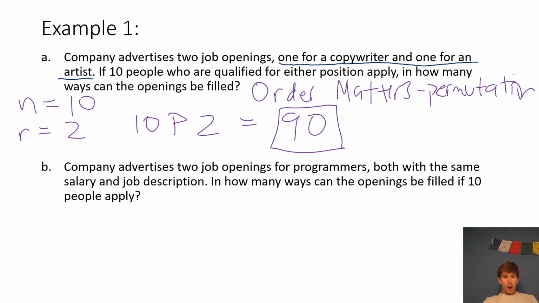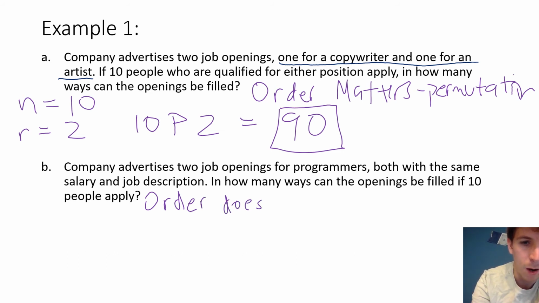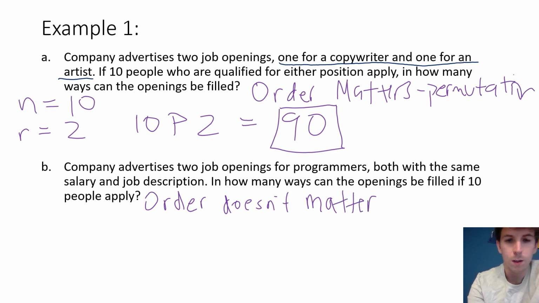Awesome, not too bad. For part B, a company advertises 2 job openings for programmers, both the same salary and job description. Here, the order does not matter. Those are the same 2 positions, as opposed to part A, where person A being the copywriter and person B being the artist is a different case from A being the artist and B being the copywriter. Here there's just 2 programmers, so choosing person A and B is the same for both. So order doesn't matter, and we know we're going to do a combination.